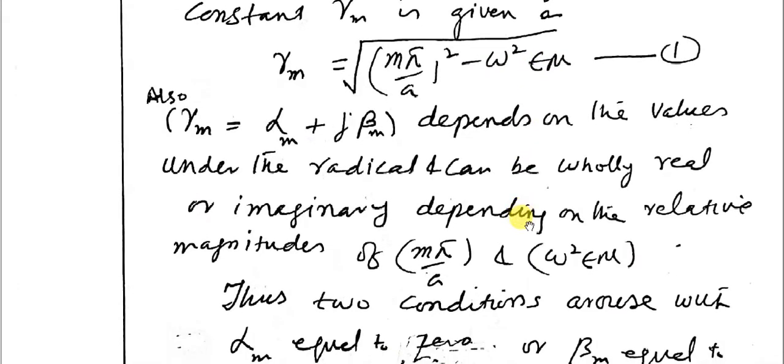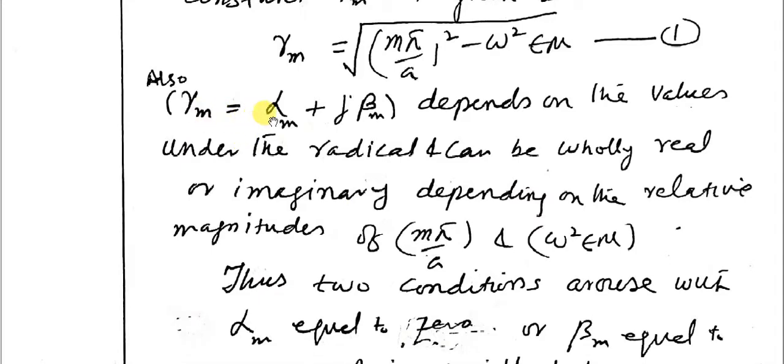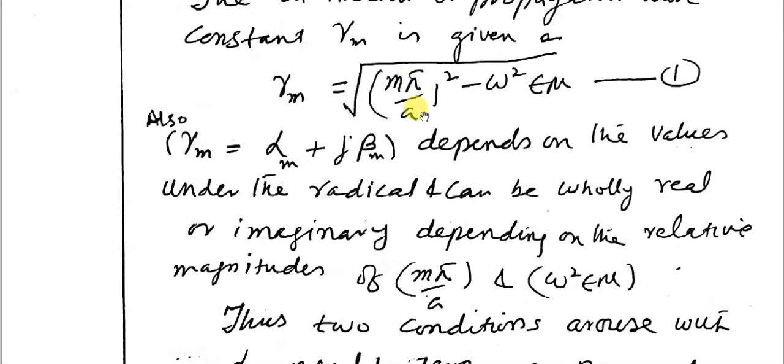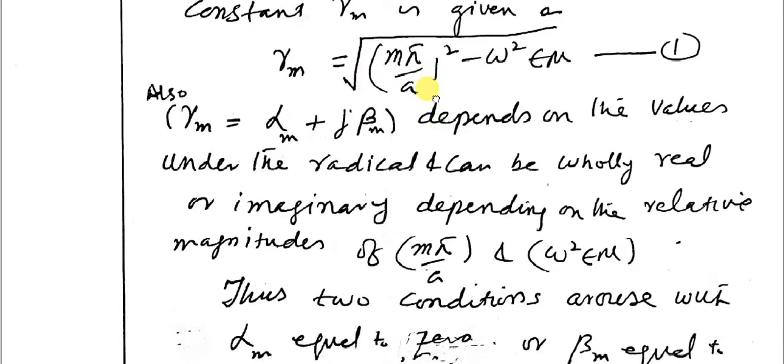Now gamma m is also equal to alpha m plus j beta m. Depending upon the values under the radical, the square root can be wholly real or imaginary, depending upon the relative magnitudes of m pi over a and omega square epsilon mu. If (m pi over a) whole square is greater than omega square epsilon mu, it will be wholly real, because the square root will be some real value.